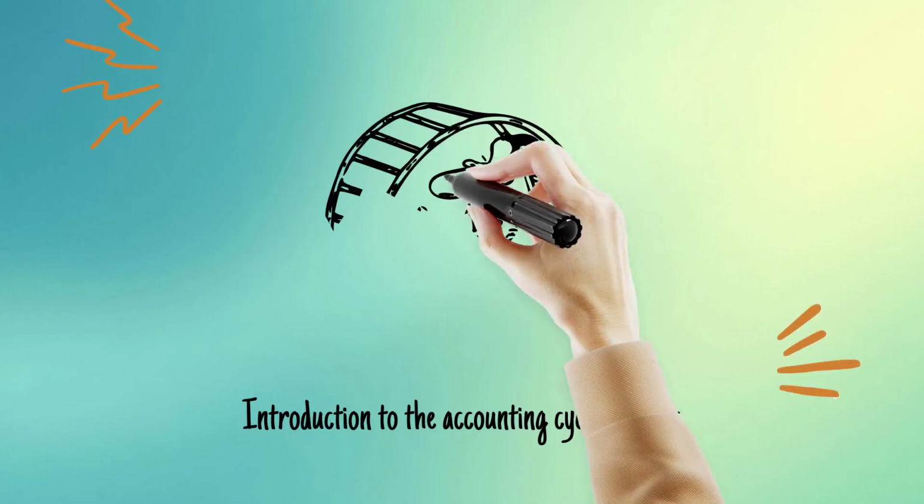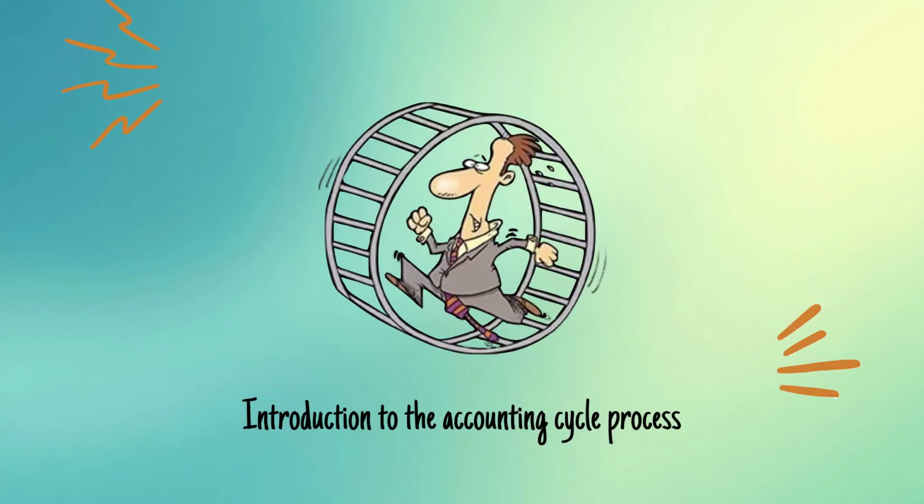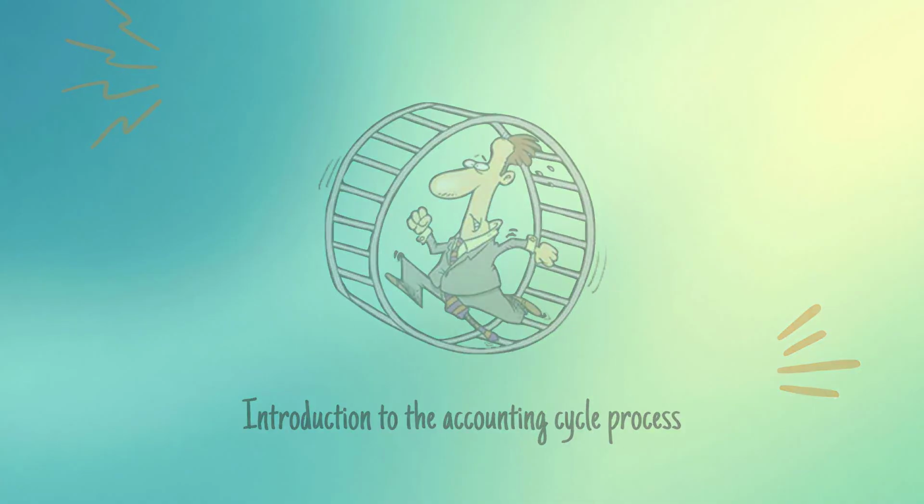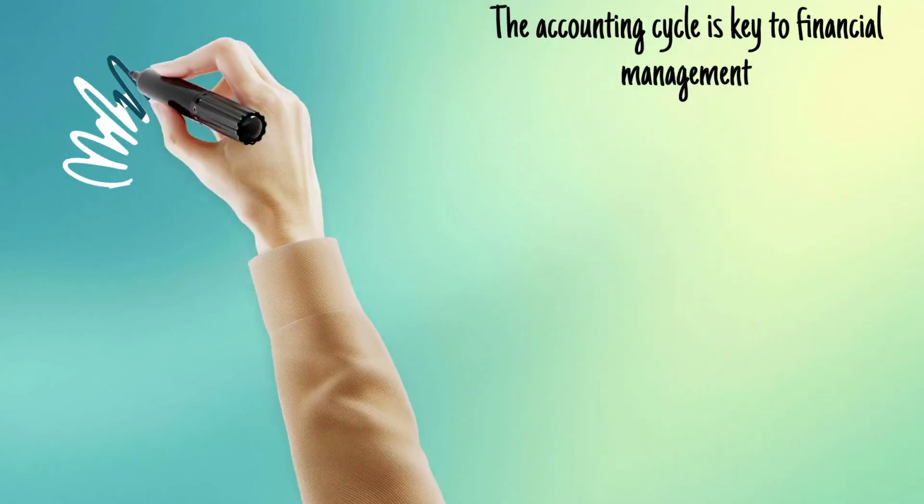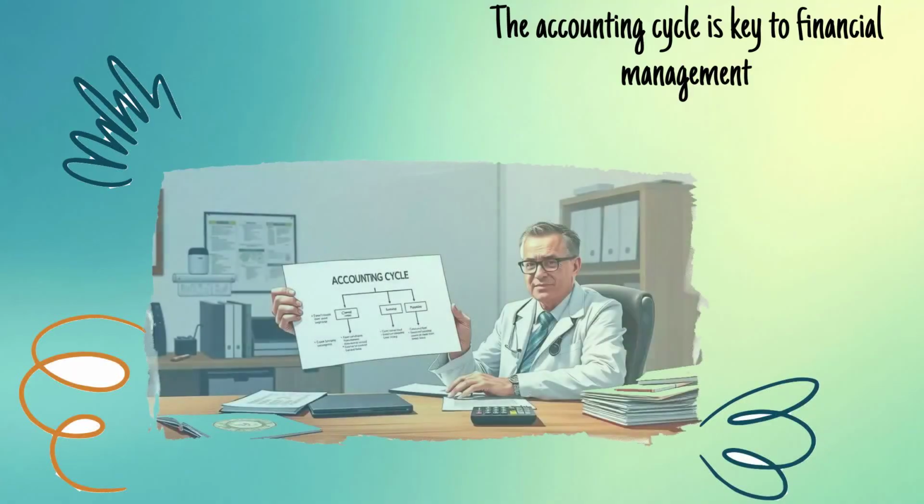Today we're diving into the essential steps of the accounting cycle, how they work manually, and how they differ when using a computerized bookkeeping system. The accounting cycle is the backbone of financial management, ensuring accuracy in financial reporting. It consists of several key steps that we'll explore together.